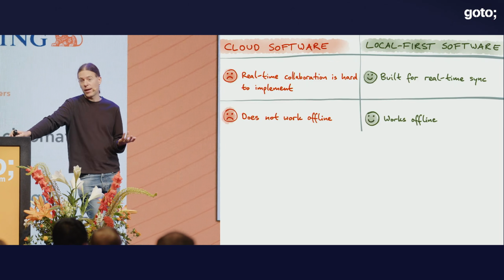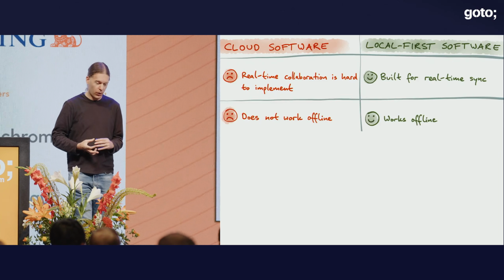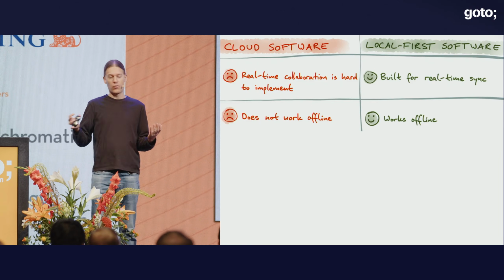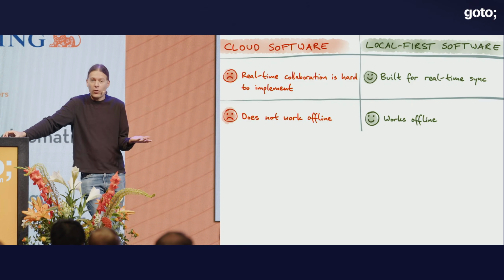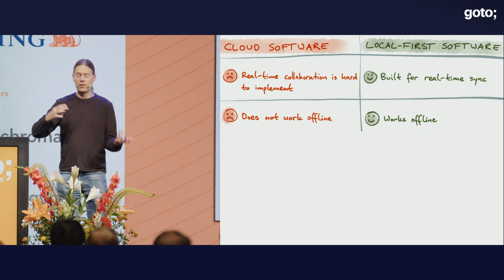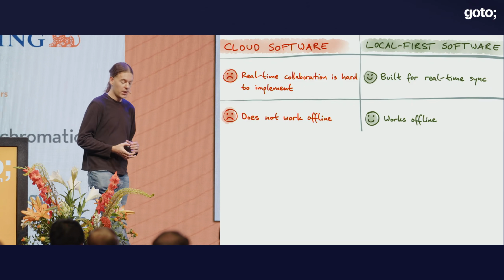Another big difference is offline support. If you're relying on a server as your primary data storage and you can't reach the server because you're on a train going through a tunnel, then, well, your software just does not work offline. The user can't continue working while they are disconnected from the internet.